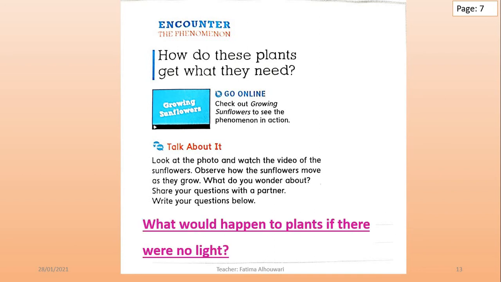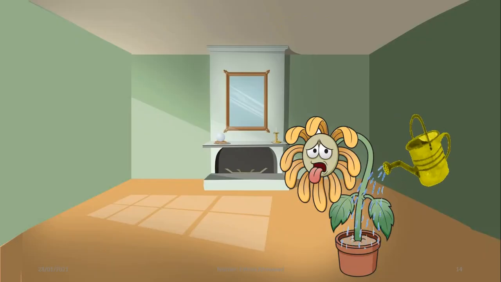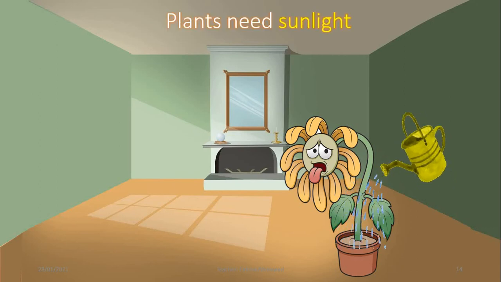I have a question. My question is, what would happen to plants if there were no light? Look at this sunflower. This sunflower looks sad and wilted. Why do you think that is, grade 2? It has water, but it means a very important thing. What do you think, grade 2? Yes, of course, plants need sunlight.